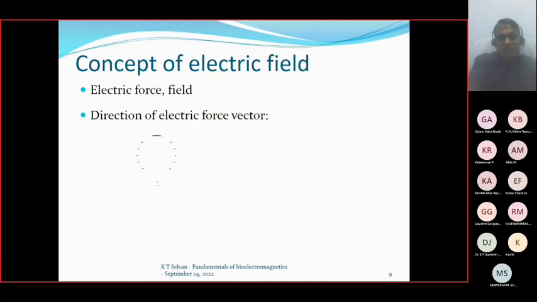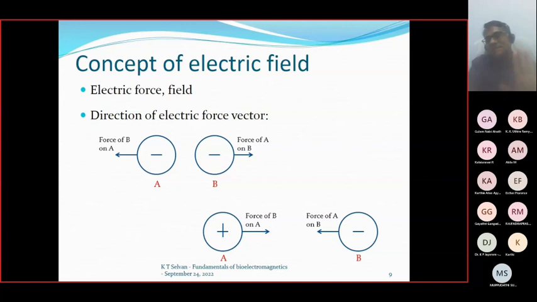So charges exert a force. That is what we observe from the demonstration that we have just discussed. Like charges repel, therefore this is the direction of force. So the force of B on A is directed like this. Similarly, the force of A on B is directed like this, right? So this is simple, and very important in building up the material that follows.